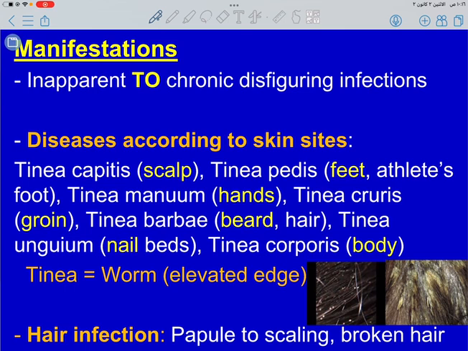The word tinea, it means worm-like, elevated. It's not a word, بس تسمية قديمة جاية من قبل 150 سنة. فكانوا متصورين في البداية أنه worm هذا قبل ما يكتشفوا الفنجاي. فاسم قديمة. Hair infection, you could get papule to scaling and the broken hair. في بعض الناس خاصة الصبايا من يتكسر الhair or broken hair, it may be fungal infection.